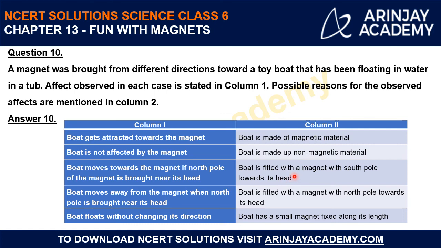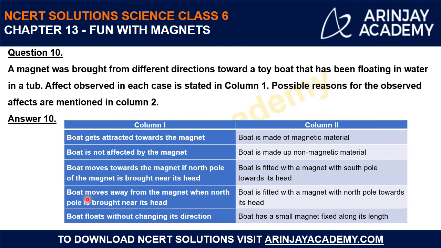Here you need to know that unlike poles, that is north-south or south-north poles, attract each other. So definitely if the boat is moving towards the magnet, the poles must be opposite. Since we have brought a north pole and observed attraction, what will be at the head? It will be a south pole. That means we have fitted a magnet in the boat such that the south pole will point to, or be at, the head of the boat. Fine.